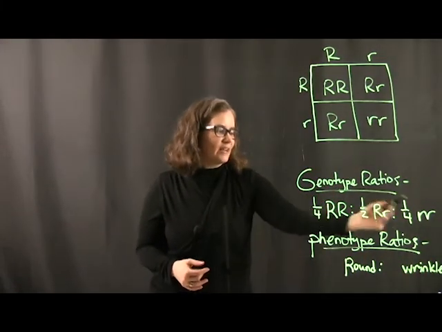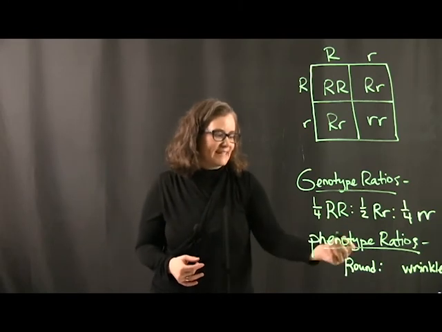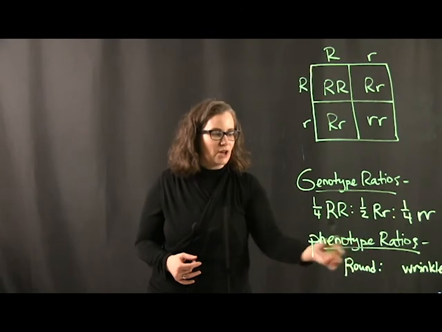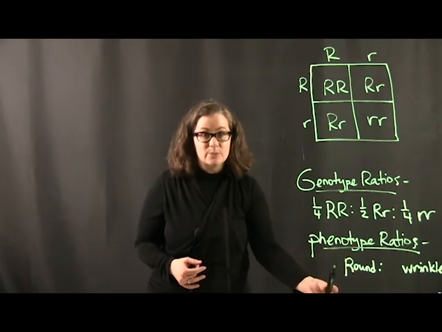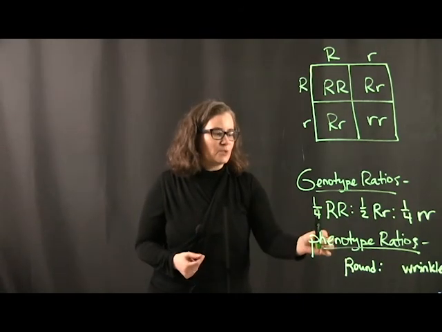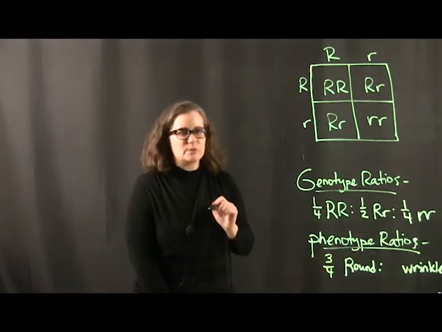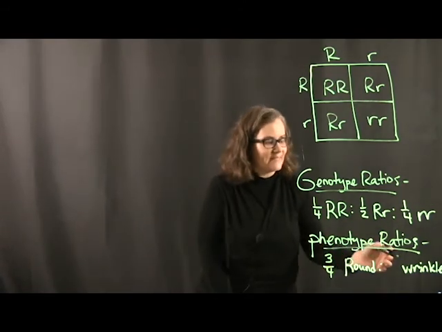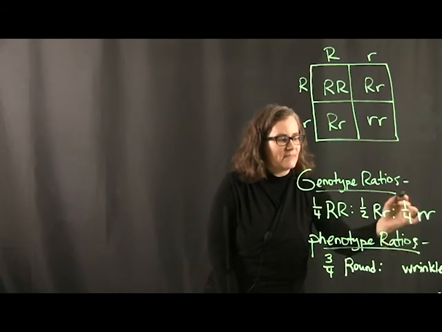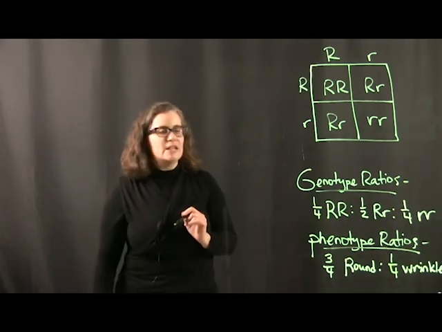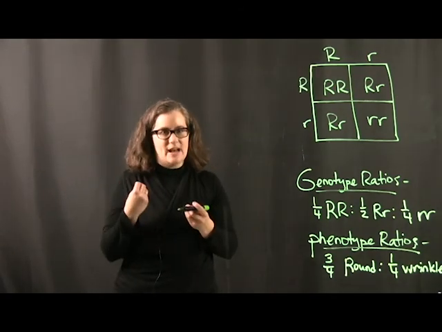So if we look up here at our offspring, how many of these present roundness? Anyone with at least 1 capital R will be showing the round phenotype. And so we have 3/4 of these. So 3 out of 4 will show round, or 75%. And then how many show wrinkled? And this will be this 1/4, this recessive. In order to show the recessive, you need to have 2 recessive alleles that you have inherited.